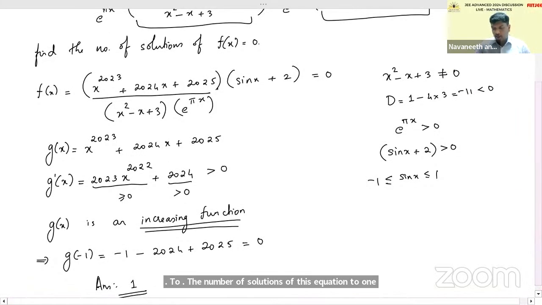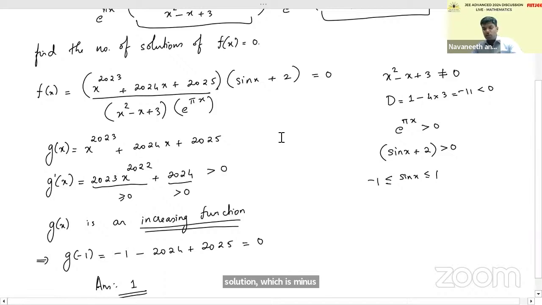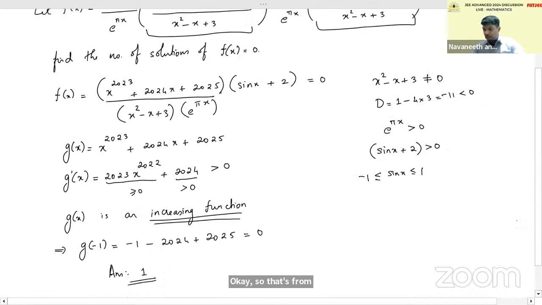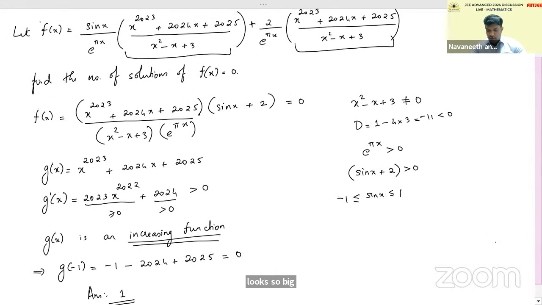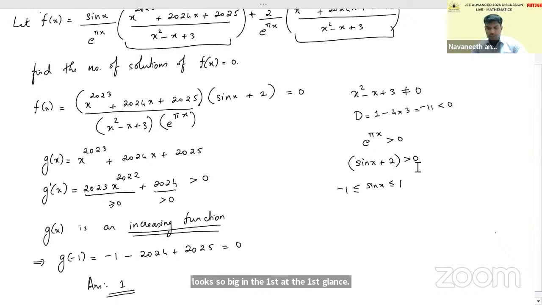Okay, so that's all from this. Even though the question looked so big at first glance, when you start solving it, it becomes a very easy question actually. This question is based on the concept of application of derivatives, and in particular the increasing and decreasing nature of functions. Okay, so that's all about this question.